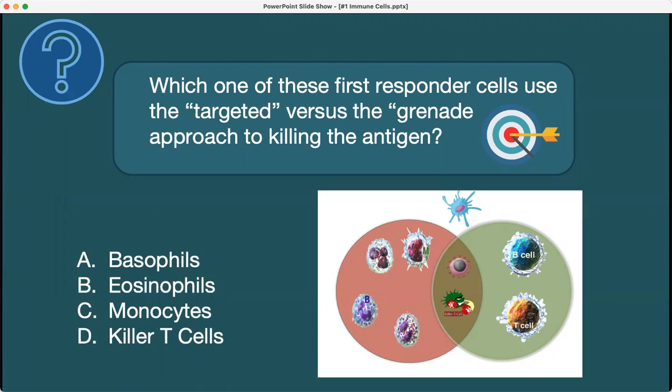So which one of these first responders uses the targeted versus the grenade approach to killing the antigen? This is your review question. Is it a basophil, eosinophil, monocytes, or killer T cells? The answer is the killer T. These guys are the targeted approach.